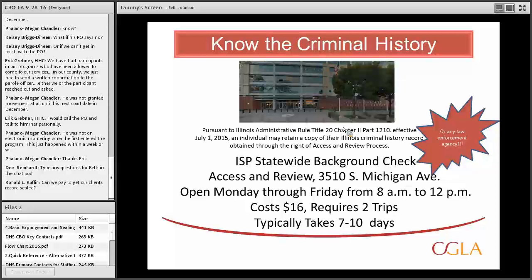So this is where individuals can access their Illinois State Police background check. If they have a record in Chicago, you might as well get both rap sheets. They're the same cost. You have to ask for it. And if you're outside of Chicago, you can go to any local law enforcement agency and request your ISP statewide background check. And it's very important to get that, again, to know what is exactly on record with the state.